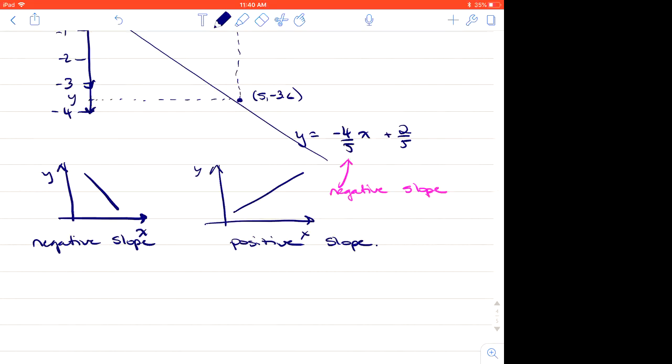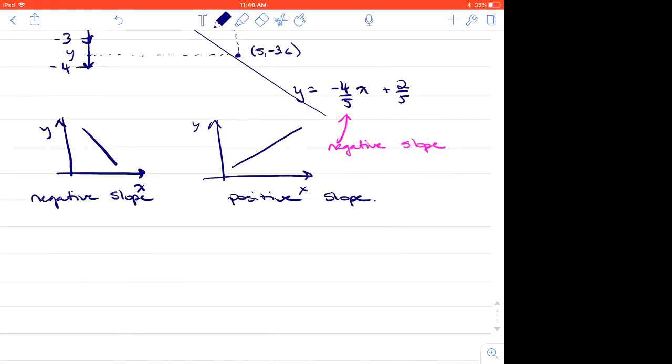Any questions about that? Cool. Okay, so we'll parking lot that for a little bit. We're going to start talking about functions. Y equals negative 4 over 5x plus 2, 5. That is a function. Y is a function of x because it takes some value of x and gives you some output value. So let's just talk about functions.